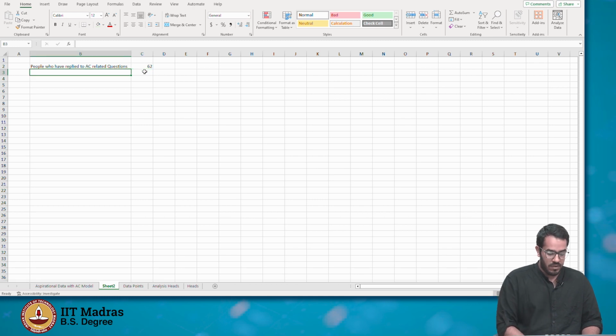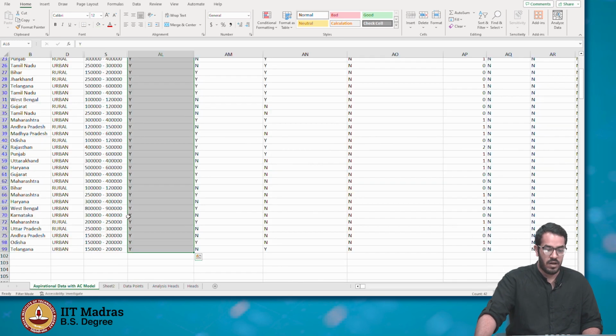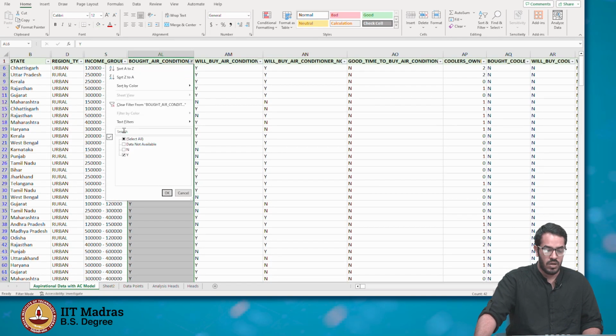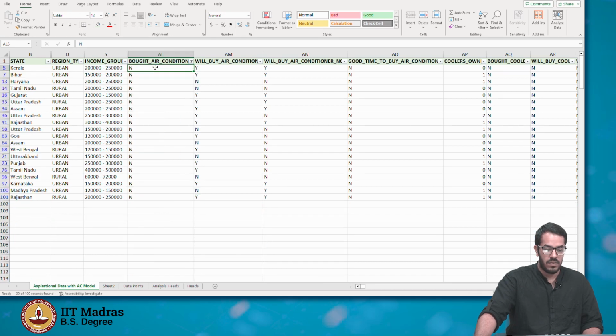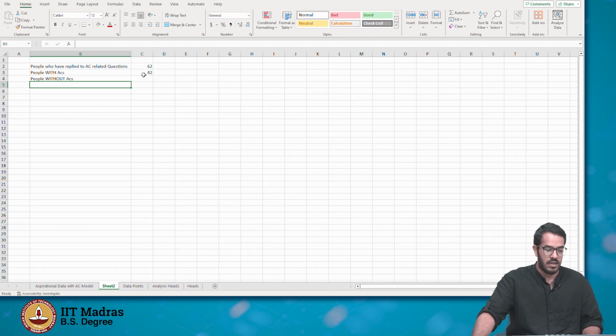So here we will mention it, people with ACs is 42, and people without ACs should ideally be 62 minus 42, but we will still see how many people have marked it as a no, and ideally it should come out to be 20. So here we have the data points and the count is coming 20. So our data analysis so far has been decently done, it is correct.